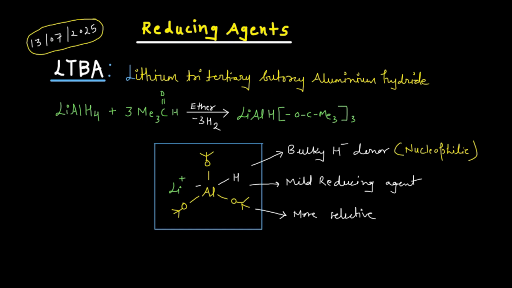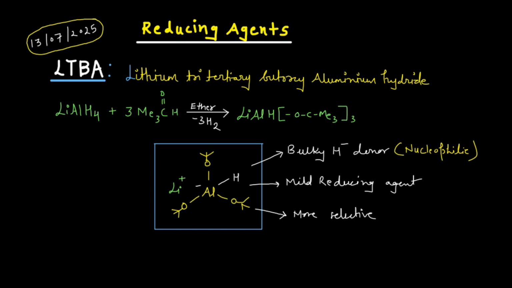And how can you prepare this? You can take lithium aluminium hydride and react it with tertiary butyl alcohol. 3 moles of this will be required, and ether would serve as a solvent here. So you will have this kind of molecule, and this basically is your LTBA, lithium tri-tertiary butoxy aluminium hydride.